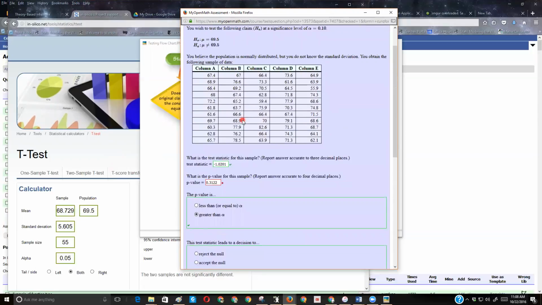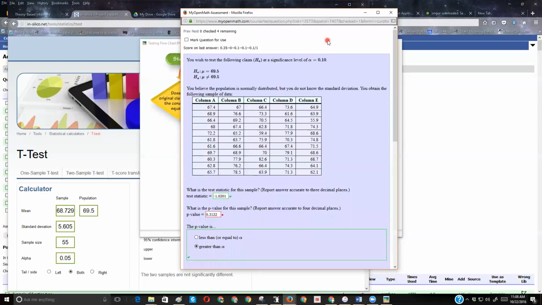Okay, that's how you do this problem. I hope it helps you do it.